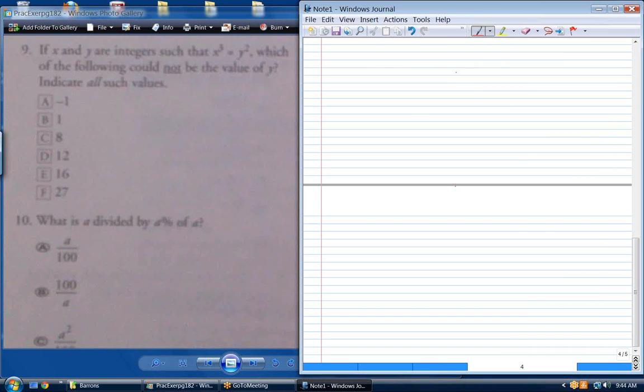Okay, x and y are integers such that x cubed is equal to y squared. Which of the following could not be a value of y squared? Is that what that says? I'm just looking at my book, making sure that I didn't... So yeah, it's a little blurry. No, that's a question mark instead of a squared. So okay. What can be the value of y? What can y be?